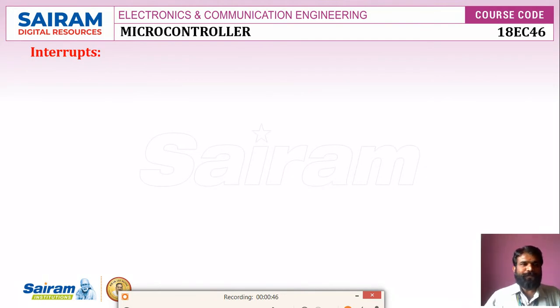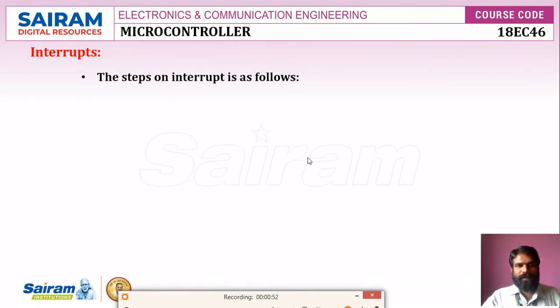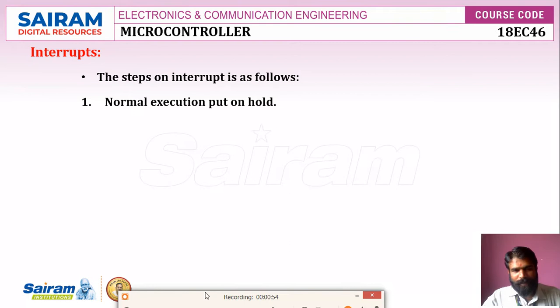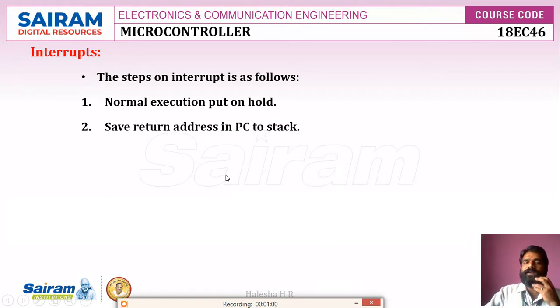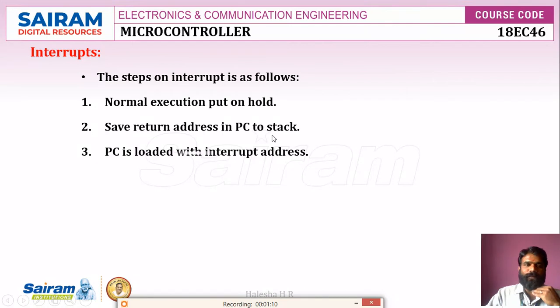So here, the steps on interrupts: the first step is, when the interrupt occurs, normal execution is put on hold. Then save the return address in PC, I mean the address of the next instruction will be saved in the stack. So it automatically performs a push operation. And PC is loaded with the interrupt address, I mean the interrupt vector address.